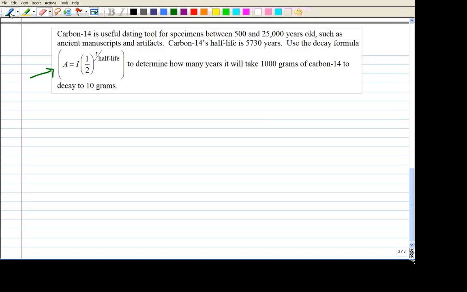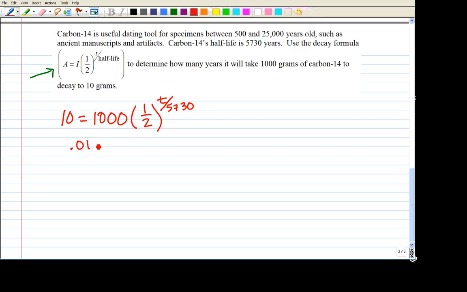Okay, so we're going to use this decay formula to determine how many years it will take 1,000 grams of carbon-14 to decay to 10 grams. So we're looking for how long it takes to get to 10 grams from 1,000. The A was the final amount, I is the initial, then we have 1/2 raised to the power of T, which is what we're solving for, over the half-life, which is 5,730 years. If I divide both sides by 1,000, 10 divided by 1,000 is 0.01, and I still have that 1/2 to the T over 5,730.